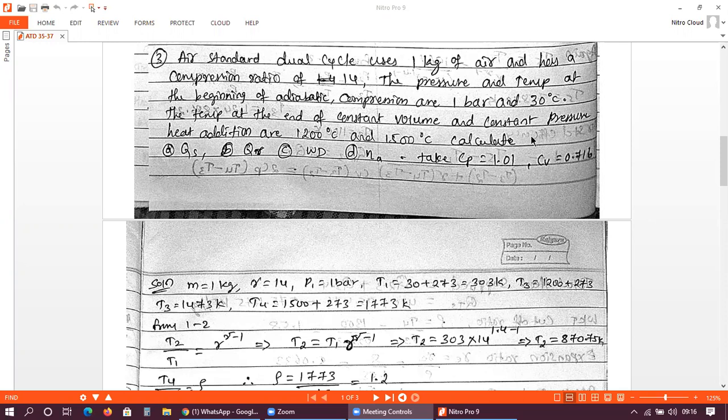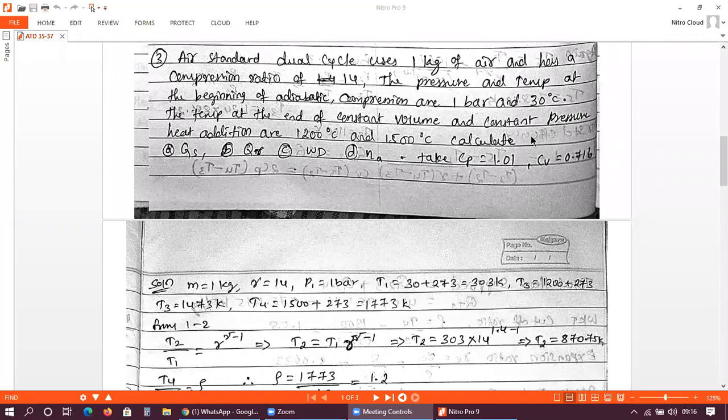The temperature at the end of the constant volume and constant pressure heat addition. So temperature values are given here at the end of the constant volume. The end of the constant volume means it is point number 3, if you observe the PV diagram carefully. And at constant pressure, the point is 4 on the PV diagram. So in these two processes, heat addition is taking place.